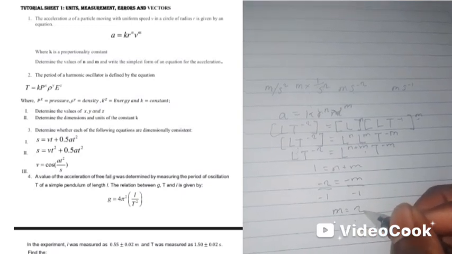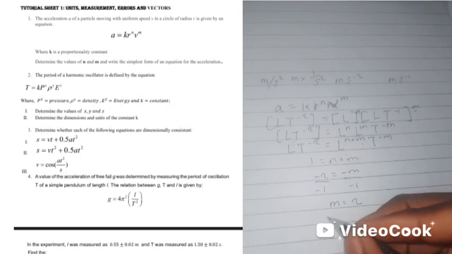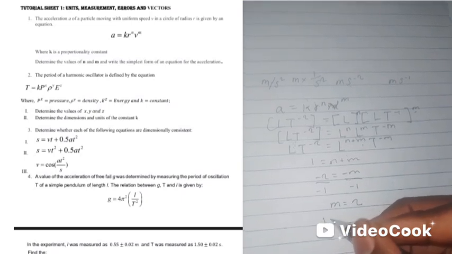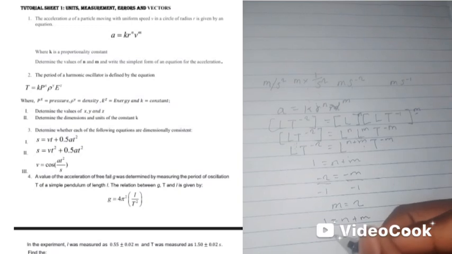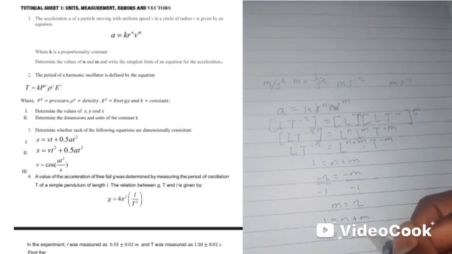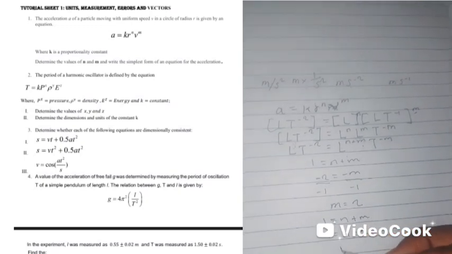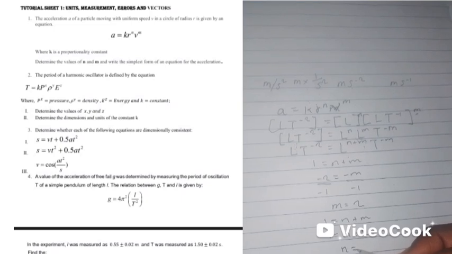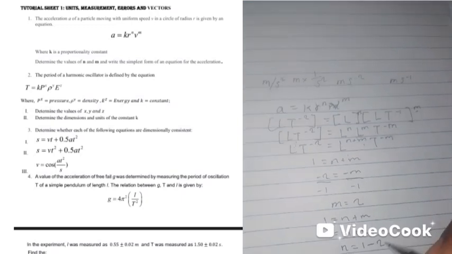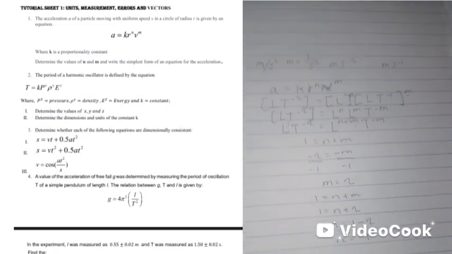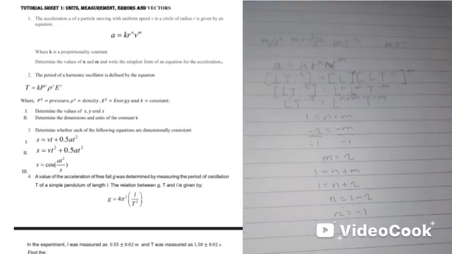Then in this equation, we get 1 is equal to n plus m. We already know m is 2, therefore n is equal to 1 minus 2, giving n is equal to negative 1. So we found the values of m and n.